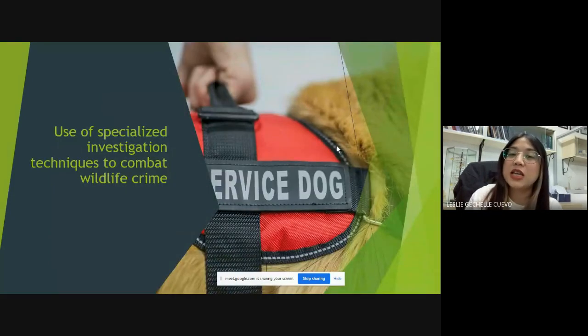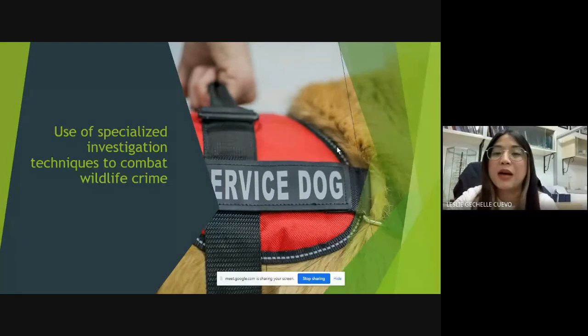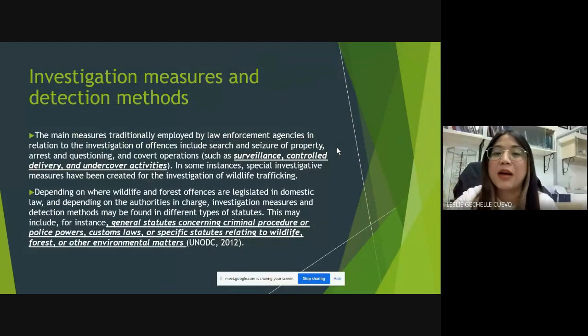So, use of specialized investigation techniques to combat wildlife crime. The main measures traditionally employed by law enforcement agencies in relation to the investigation of offenses include search and seizure of property, arrest and questioning, and covert operations such as surveillance, controlled delivery, and undercover activities. So, usual lang kung ano yung mga naituro sa inyo sa investigation na paraan ng pag-conduct ng overt and covert operations. Ganun lang din sa environmental crimes.